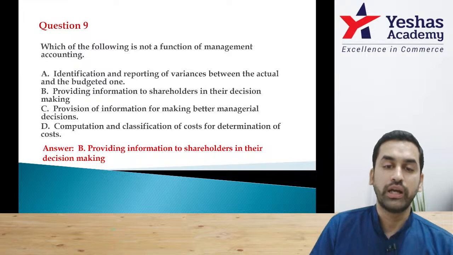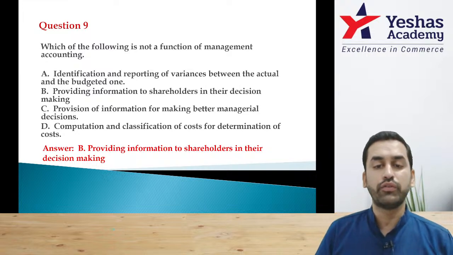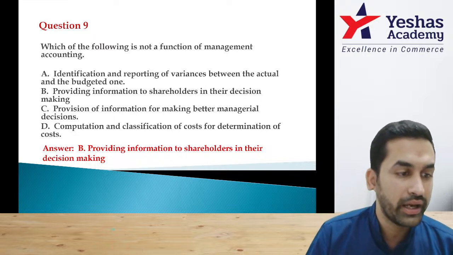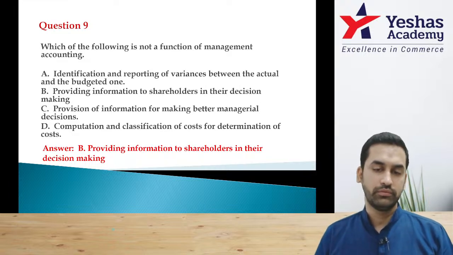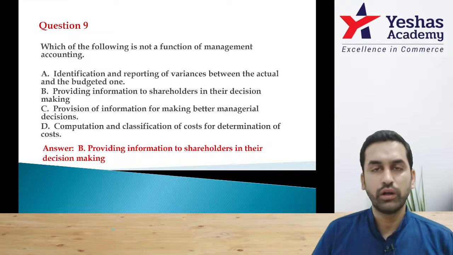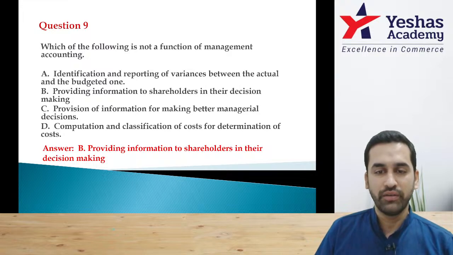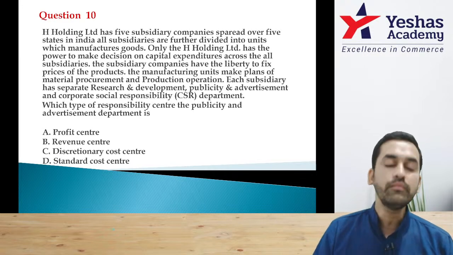Providing information to shareholders is definitely not. You read the first line of the question. It says which of the following is not a function. Which of the following is not a function? Surely B is the wrong choice. Shareholders, correct? Wrong choice for this question. That's the right answer because the question is asking for what is not a function. All right, question number 10.